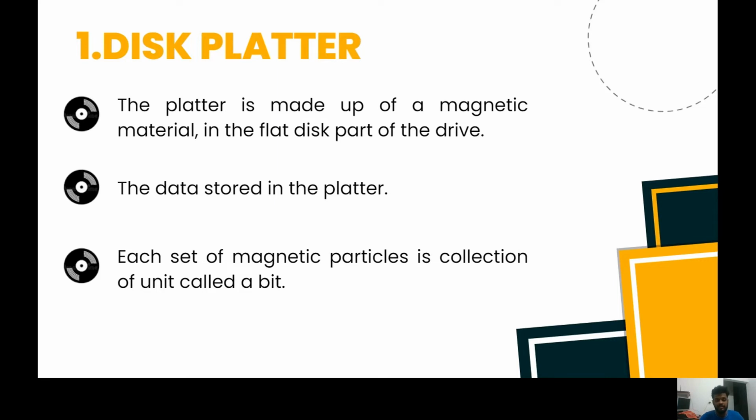So first is the platter. The platter is made up of a magnetic material, as I have said previously. In the flat disk part of the drive, the data is stored in the platter, and each set of magnetic particles is a collection of units called a bit.